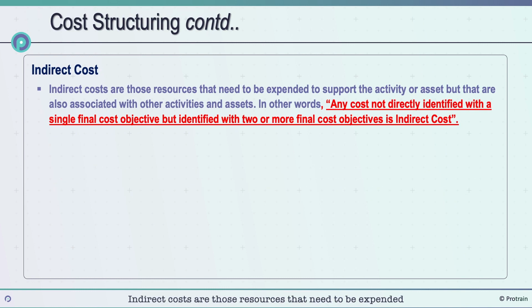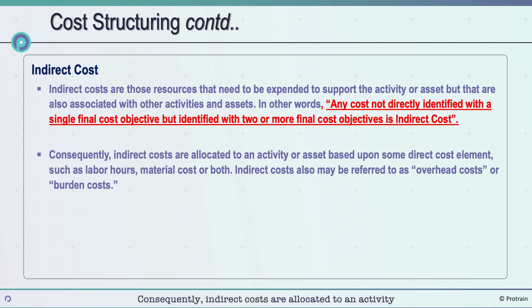Indirect costs are those resources that need to be expended to support the activity or asset, but that are also associated with other activities and assets. In other words, any cost not directly identified with a single final cost objective, but identified with two or more final cost objectives is indirect cost.